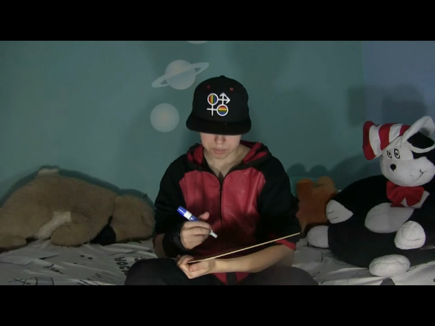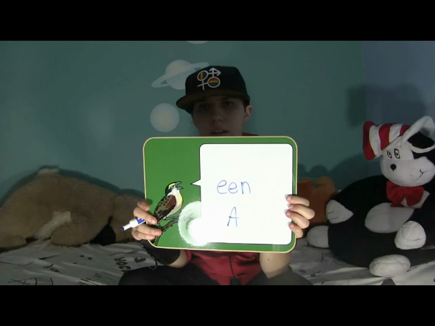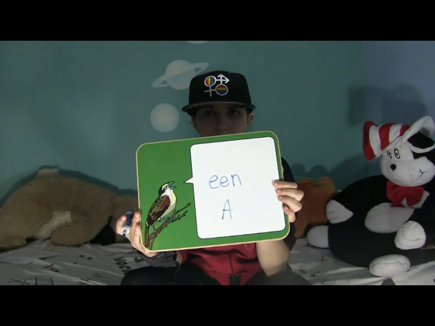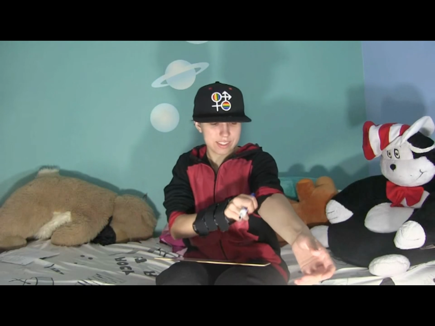En. It means a. Not like the letter of the alphabet A, but like if you're saying, I have a dog. Like that. So, en means a. Okay.